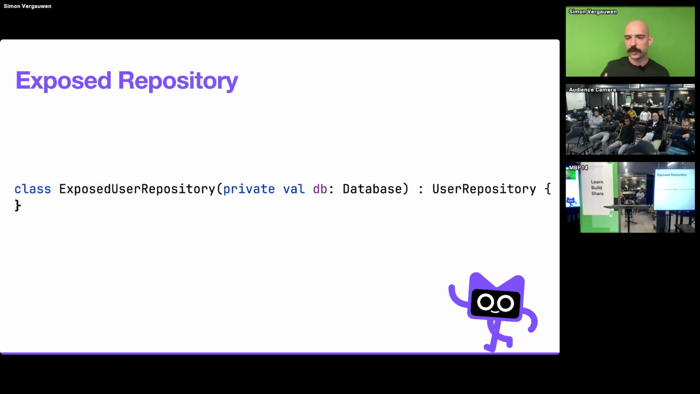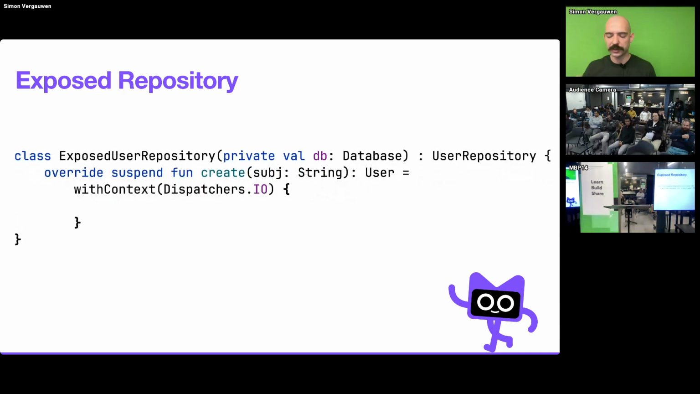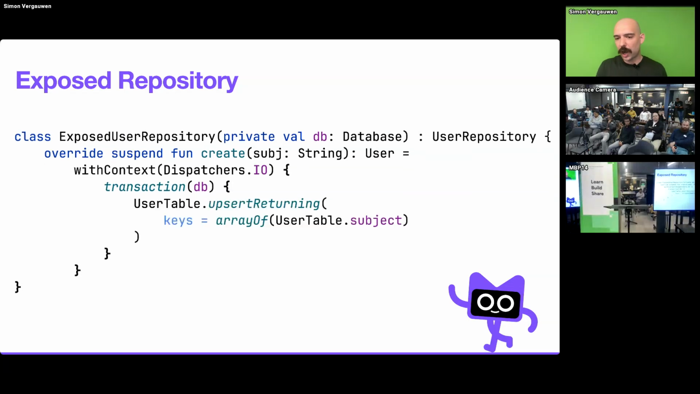Just like on Android, we create a class that holds the dependency, implements the interface, then implements the function. We want to make sure that everything runs on the correct dispatchers. Just like SQLite, in case you're familiar with SQLite, in Exposed, you always need to wrap your DSL functions in a transaction. Here we have our SQL DSL. So on our table, I'm going to call the upsert returning function. For those that are not familiar with upsert and returning, this is something from Postgres where you are either inserting a new user or updating an existing user in case of a conflict, which is in this case on the subject key.